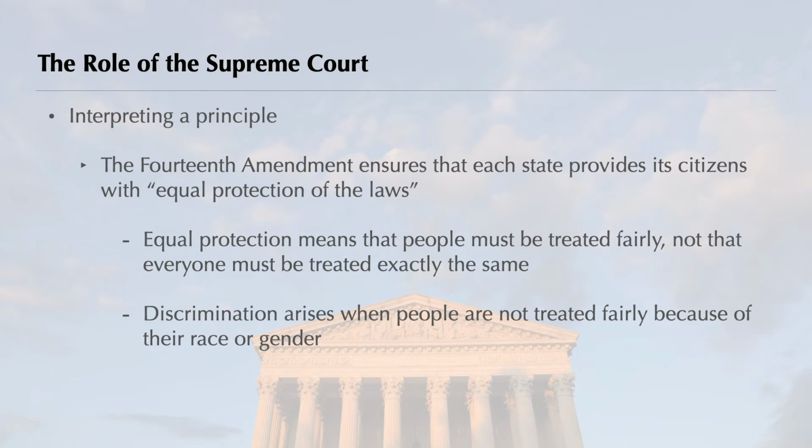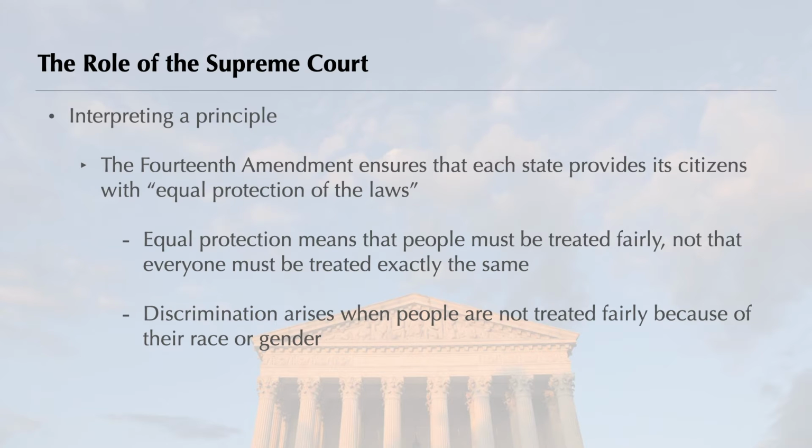How has the Supreme Court applied broad constitutional principles to a changing society? One way to answer this question is to see how the court's interpretation of one principle changed in the course of several important cases. A good example is the 14th Amendment principle that each state must provide citizens with equal protection of the laws. Equal protection does not mean that everyone must be treated in exactly the same way, but only that people must be treated fairly.